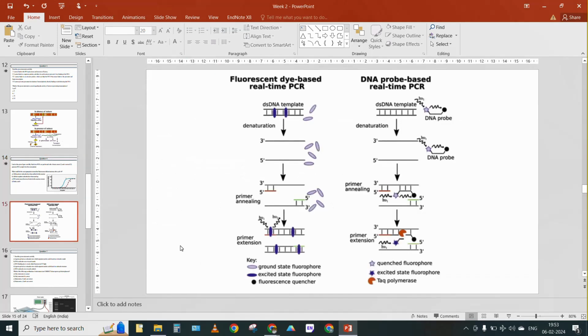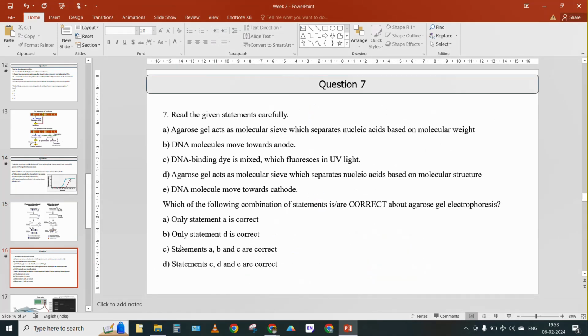Okay, moving to the next question, which is the seventh one. Question 7 says to read the given statements carefully. The first statement is that the agarose gel acts as a molecular sieve which separates nucleic acids based on molecular weight. The second is that the DNA molecules move towards the anode. The next statement says a DNA binding dye is mixed and fluoresces in UV light. Statement D states that the agarose gel acts as a molecular sieve which separates nucleic acids based on molecular structures. And the last statement states that the DNA molecules move towards the cathode.